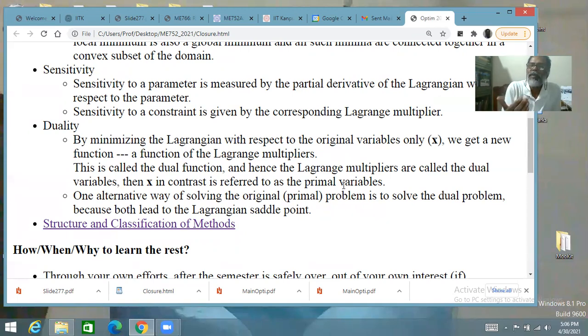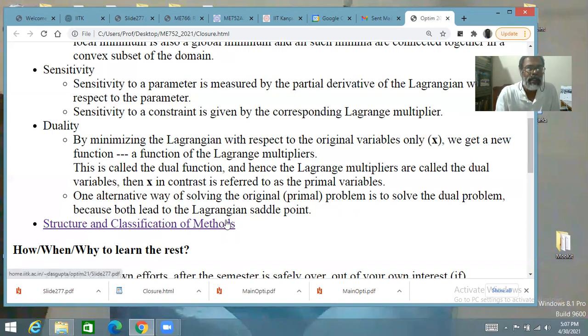So that way, every minimization problem can be cast in another manner through its dual, which will be a maximization problem. One alternative way of solving the original problem is to solve the dual problem. Of course, this operates under certain conditions, which we are omitting. I'm talking about the broad things. Both solution processes would lead to the Lagrangian saddle point. And now, rather than going into the methods, we will discuss briefly the structure and classification of methods to solve nonlinear constrained optimization problems.